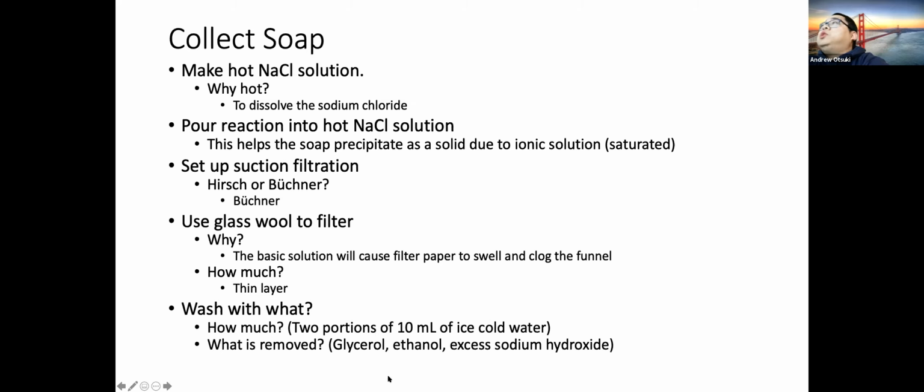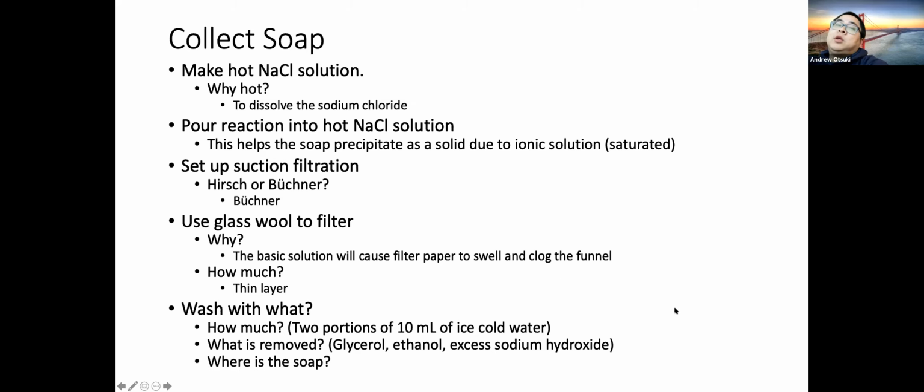So what is removed? The products of our reaction are glycerol and soap, and we have ethanol in there. Ethanol will dissolve in water, so we can take that out, along with excess sodium hydroxide and glycerol. Glycerol is very soluble in water. It has three hydroxyl groups on it, so we can remove it from our soap using water because it will prefer to associate with the water: it's very soluble and has lots of hydrogen bonding.